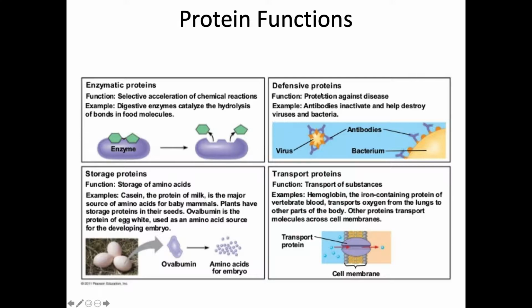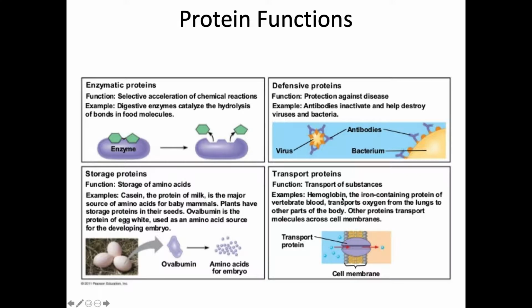And then here you have proteins that are antibodies that will help with your immune system, that will detect a virus or a bacteria, identify them, and then destroy them. Next, we have the function of storage of amino acids. In eggs, we have the white part, which represents the ovoalbumin, and that's amino acids for the developing embryo chick.